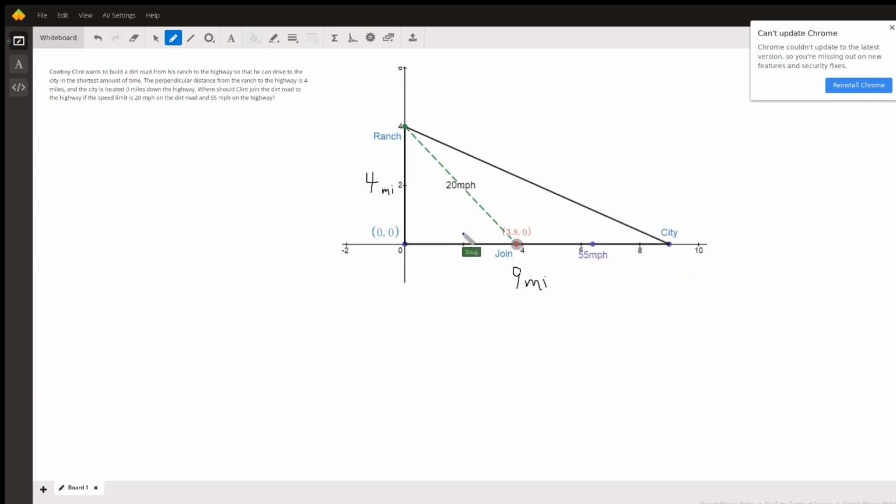So the question is, where do we join the highway? So let's call this distance right here x. And that means from the point where he joins to the city is 9 minus x.